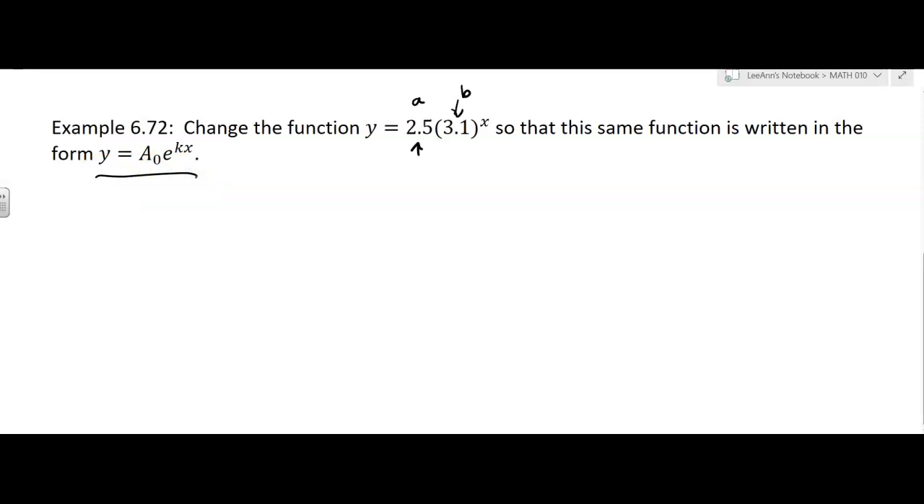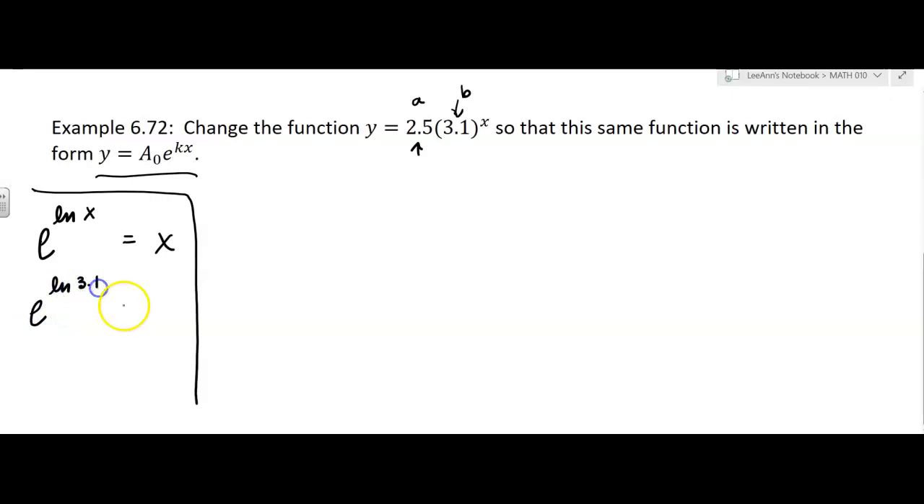The way to do that is to use your inverse property of logarithms. So e to the natural log of x is just equal to x. This is like a side note, a property that we had. So what we're going to say is e to the natural log of 3.1 is equal to 3.1, because the 3.1 is what we want to get rid of. So we're going to replace the 3.1 with this.